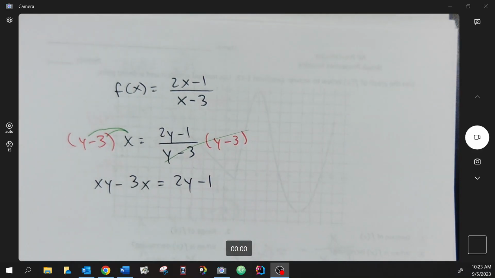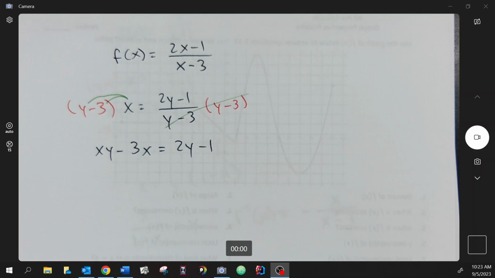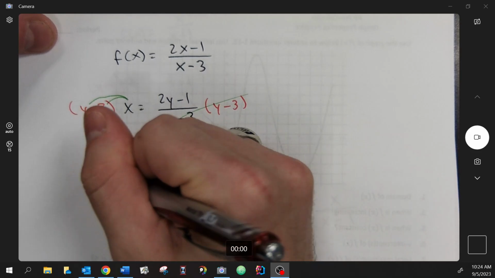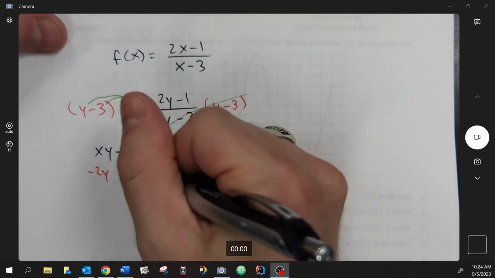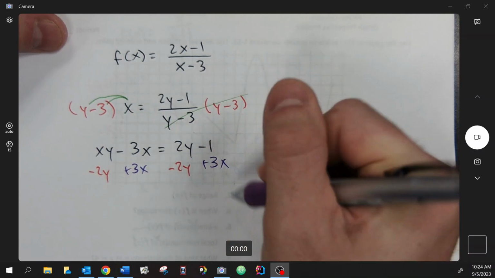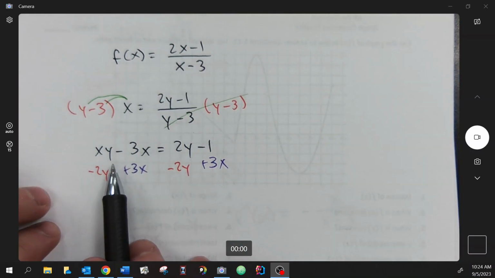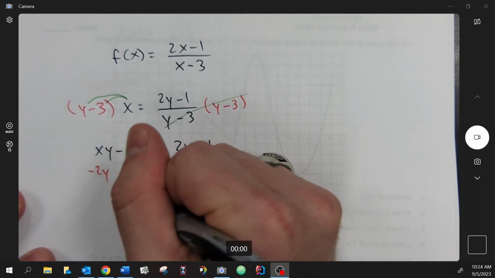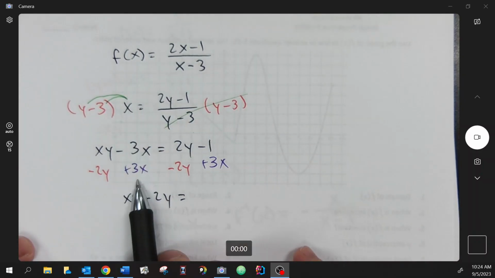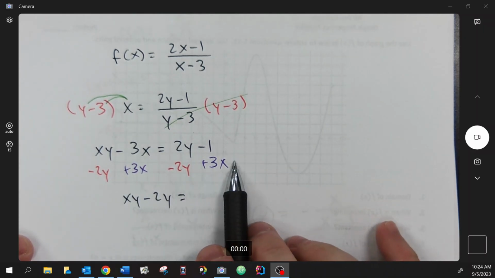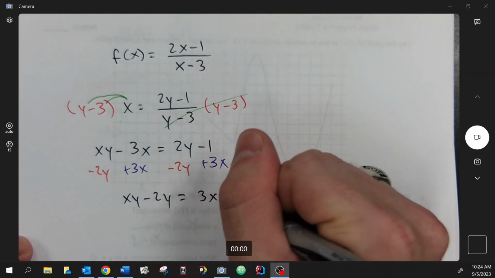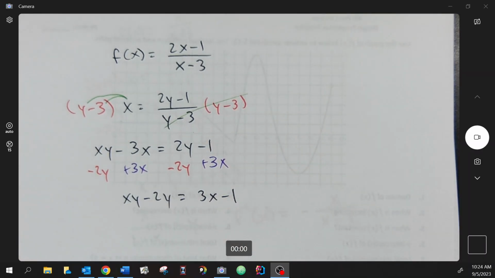There. Now we are trying to get y by itself. So we want to group our like terms. We want all of the things with y's on one side and all the things without y's on the other side. It really doesn't matter which side I bring the y's to. So I'll bring my y's to the left this time, and things that are not y's will go to the right. So here I'm going to have xy minus 2y. These are gone. These are gone. I'll have 3x minus 1. I could have written -1 plus 3x, but that's weird. So there you go.